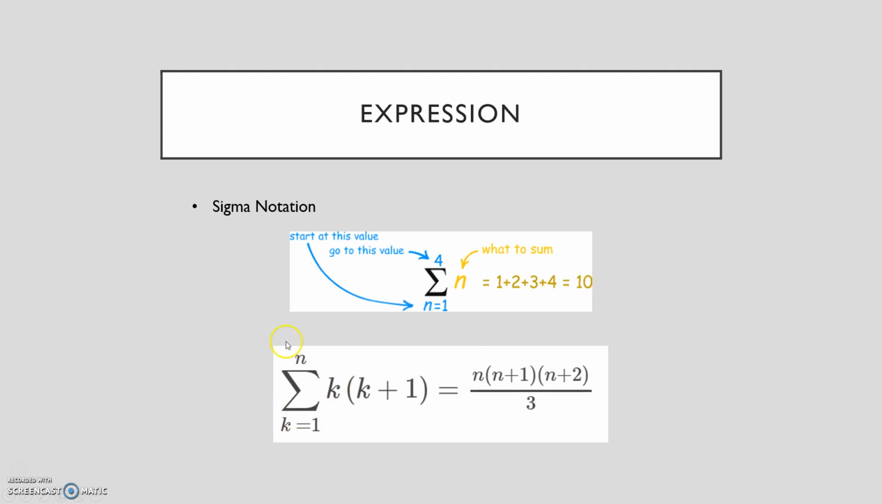And this is the equation that we will be proving through induction. The sum from k equals 1 to n of the expression being summed, k times k plus 1, equals n times n plus 1 times n plus 2, divided by 3.